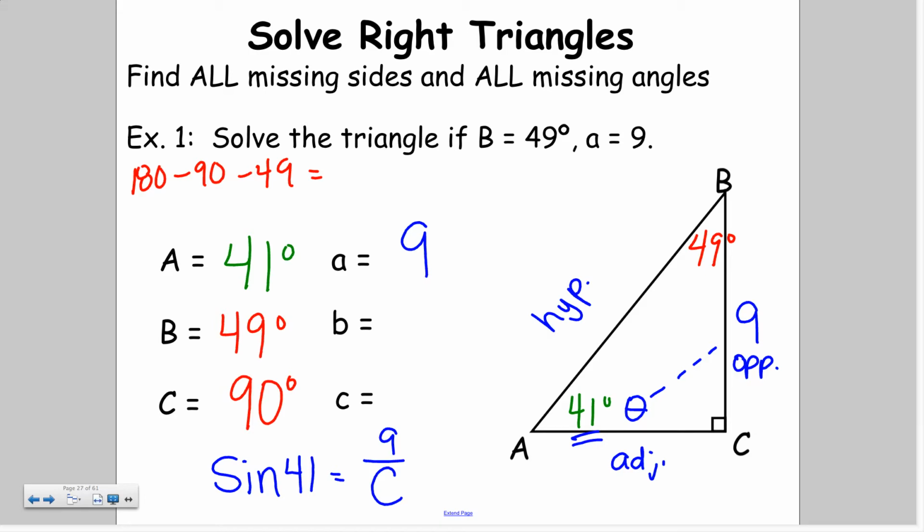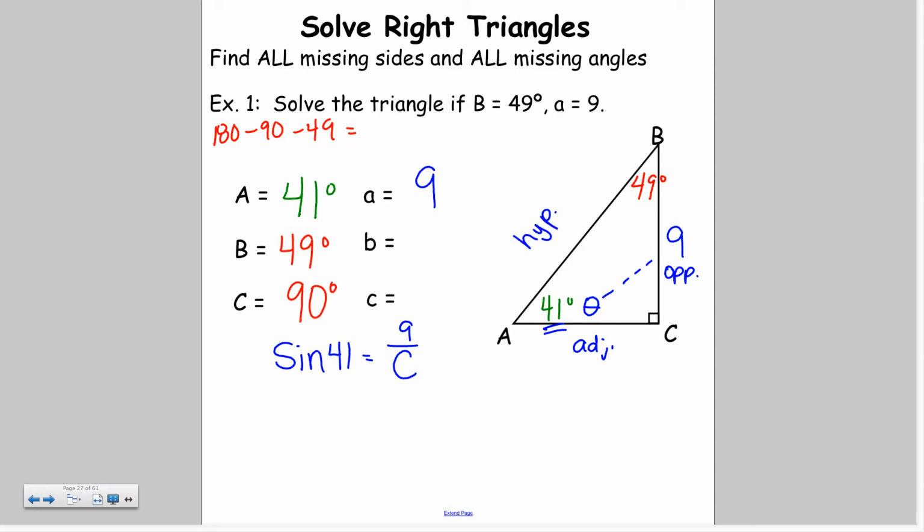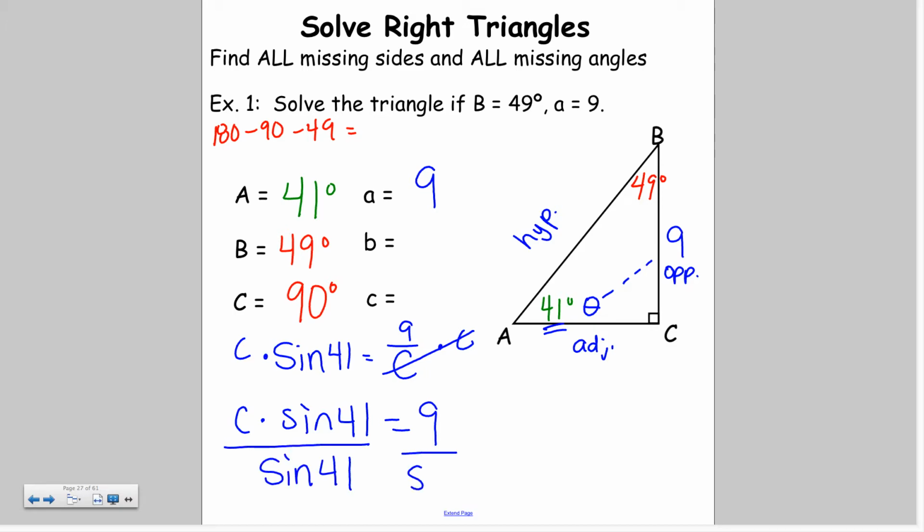That's what I'm missing. So now we're going to solve the equation. I'm going to go ahead and get that C out of the bottom. So I'm going to multiply both sides by C. So now I have C times sine of 41 equals 9. So I'm going to divide both sides by the sine of 41. So I've put that in my calculator, and I found side C to be 13.7.